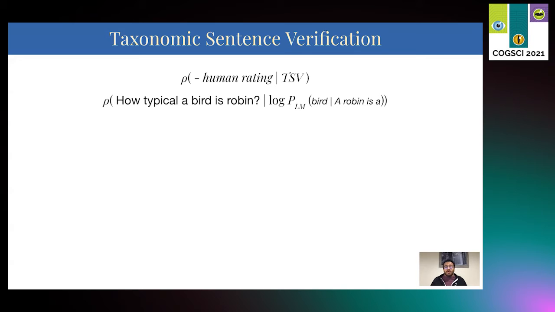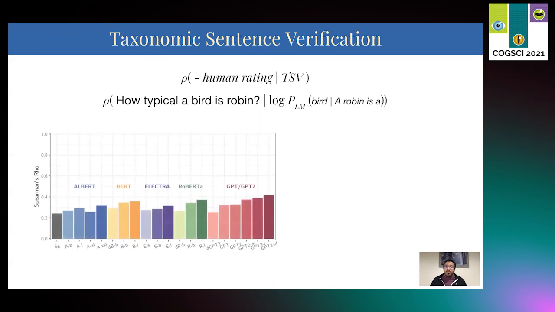In the taxonomic sentence verification experiments, we measured the correlation between human ratings of typicality and the probability of assigning items to the category members. So we find largely positive but modest correlations across all our models, with GPT-2XL, which is the largest of the lot, showing the greatest correlation. Interestingly, the 5-gram language model is competitive with many highly expressive language models, suggesting that a considerable amount of typicality effects in these models can be explained by simpler statistical mechanisms as opposed to more complex distributed representations.